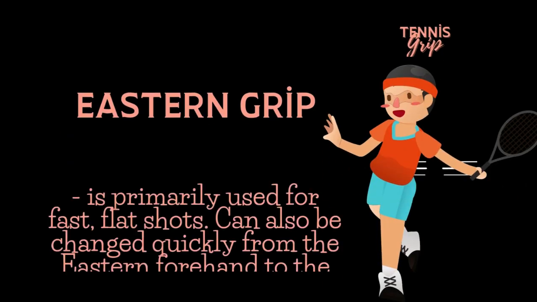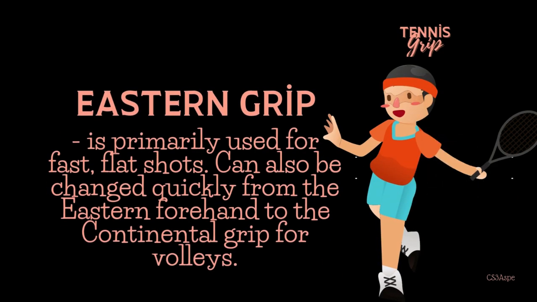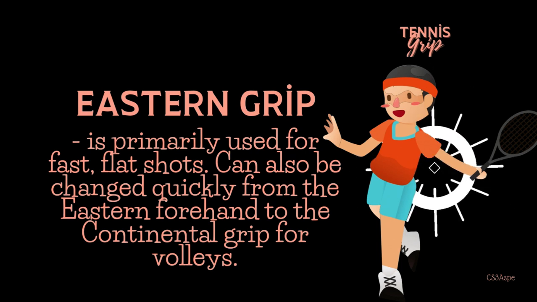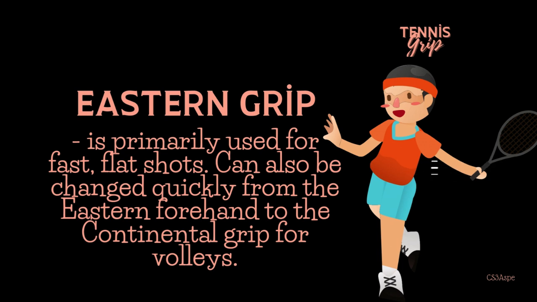The Eastern forehand grip is primarily used for fast, flat shots. It can also be changed quickly from the Eastern forehand to the continental grip for volleys. Shots using this type of grip will naturally be made at about waist level. To achieve a proper Eastern forehand grip, you will need both your index knuckle and heel pad to rest on bevel number 3.